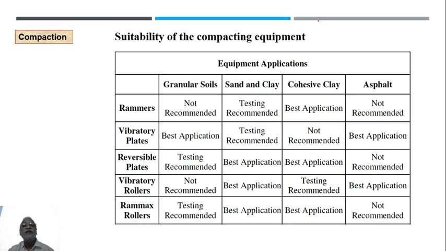Okay, suitability of the compacting equipment. Here I have listed different types of soils and then different types of rammers. So suitable, not suitable, all this is listed here. Whatever individual equipment we have done, the same thing has been put in the form of a table. You can just go through.